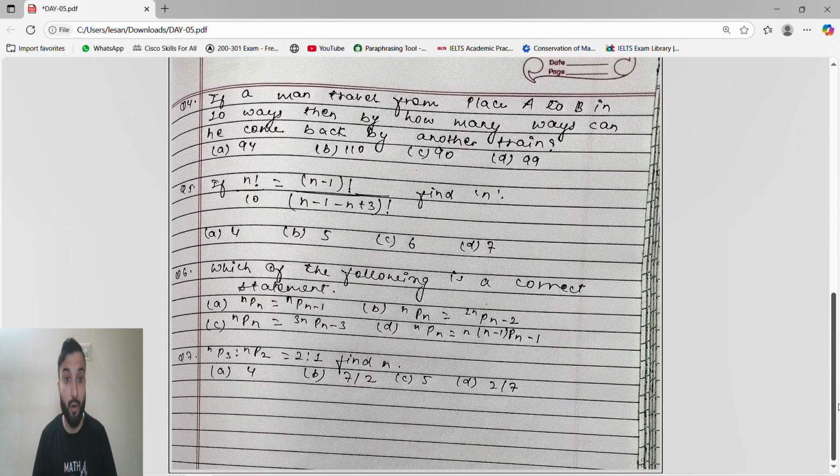Because this type of question is important. They have asked it a lot of times in the examination. If a man travels from place A to place B in 10 ways, then by how many ways can he come back by another train? So 10 × 9, 90 is the answer. That's it. See, this type of question is very important and they keep on asking.